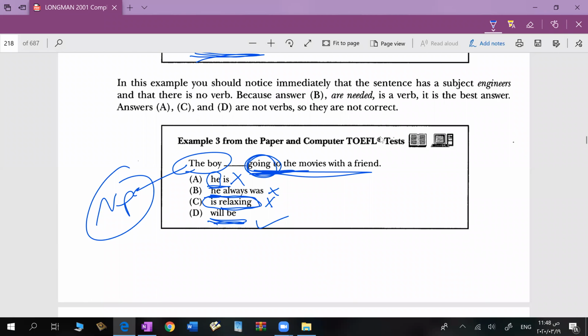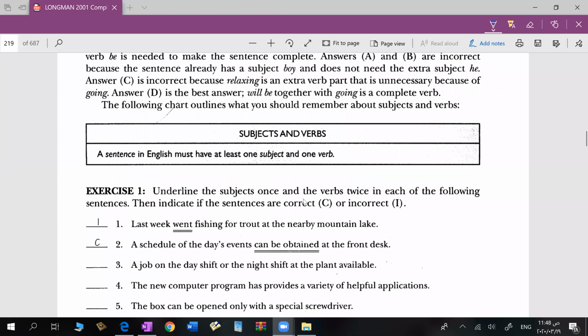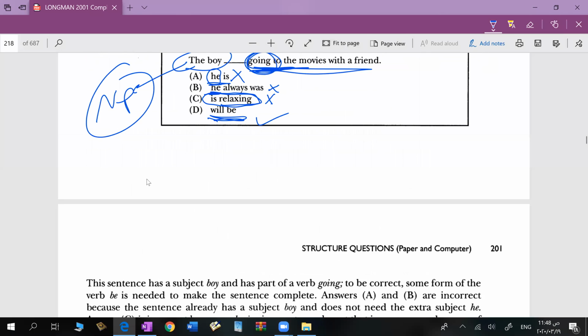If you have a problem, raise your hand. Okay. Good. Now I will give you 1 minute to answer these questions. Yes, we have a question here, Ms. Rahma. Yes, what question do you have? He said "will be going." Yes, will be going, correct.